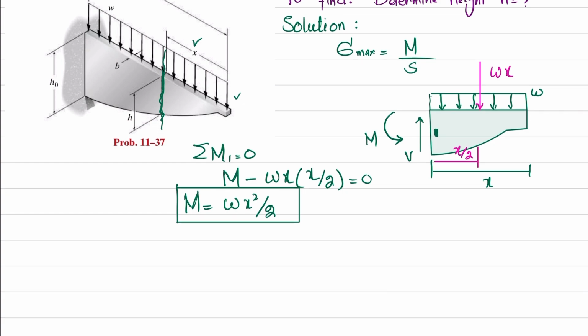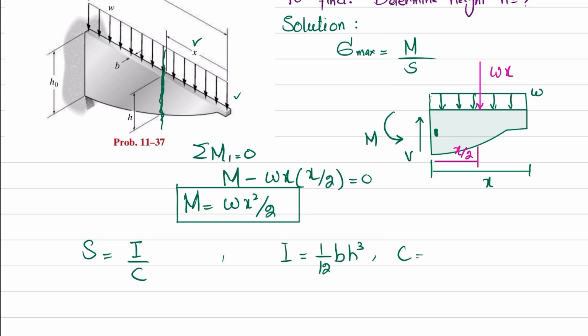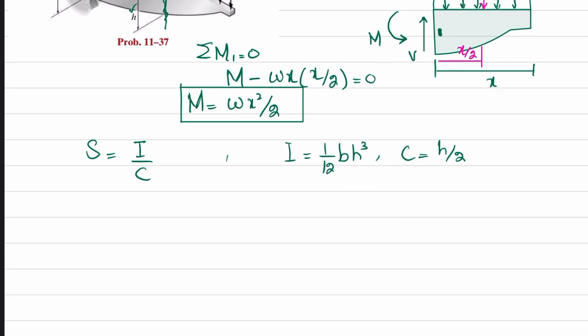Now we will find the section modulus. The section modulus S is equal to I divided by c. What is I for the beam that is cut here? If you draw the cross section, the height will be h and the width is b. So I will be equal to 1 over 12 bh cube, and c will be equal to half of h, that is h over 2. When you put it in this formula, S is equal to 1 over 12 bh cube divided by h over 2. So this will be equal to bh square over 6.